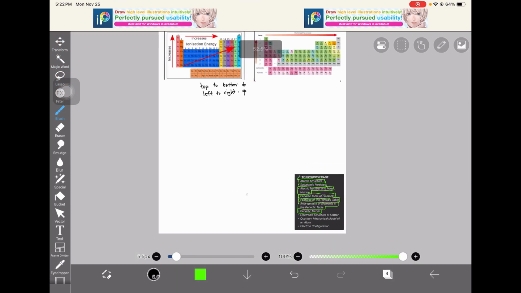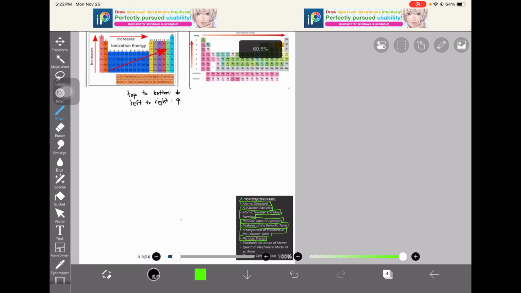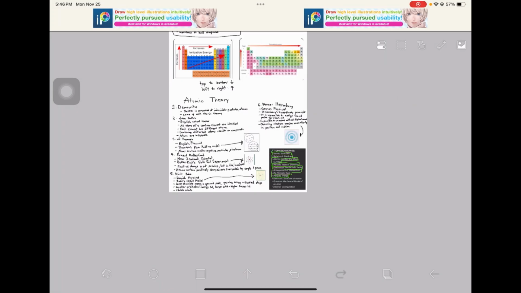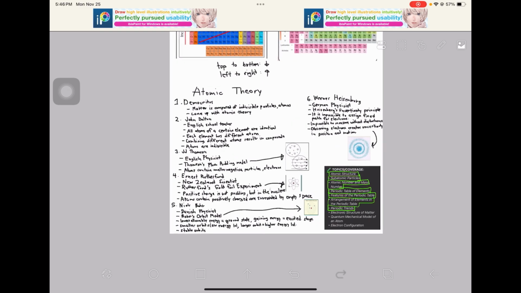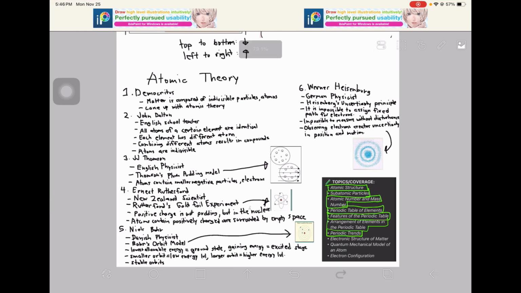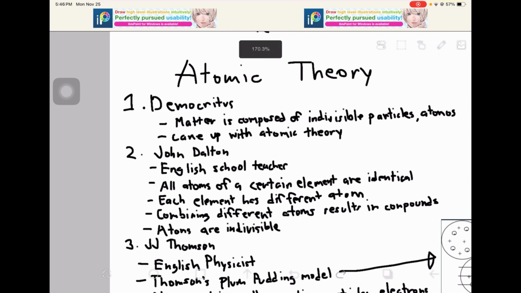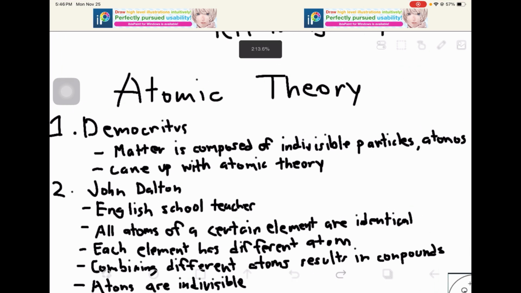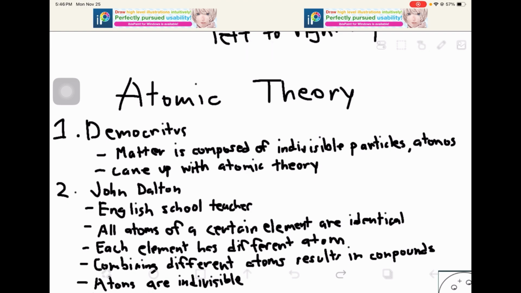All right, we're almost done. We'll just need to study the electronic structure of matter and just a few more topics. All right, the next is atomic theory. It's not listed here, but it is a prerequisite for electronic structure of matter. So we're gonna see how the atomic structure, what we thought about the atom, evolved. So it all started with Democritus, who stated that matter is composed of indivisible particles called atomos, and he himself came up with the atomic theory.